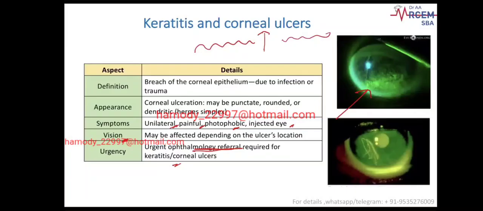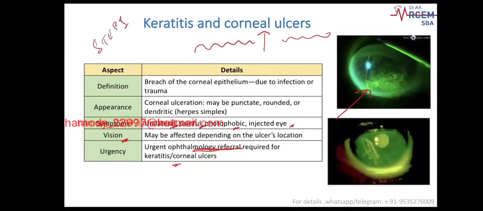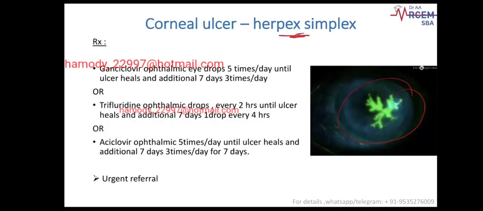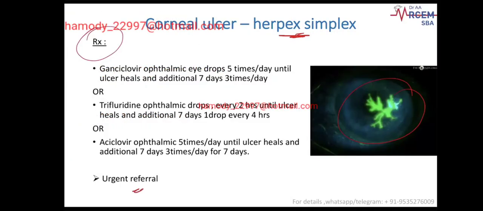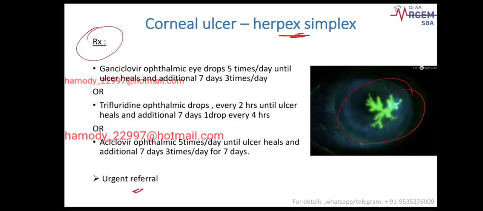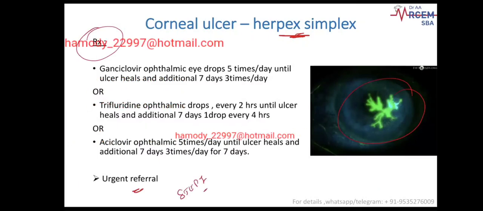So everyone who has a corneal ulcer or keratitis, step one is the referral to the ophthalmologist. Even in corneal ulcer caused by herpes simplex, step one is not to start the treatment. It is the urgent referral to the ophthalmologist that is the first step. So in corneal ulcers, remember that step one is refer to the ophthalmologist.